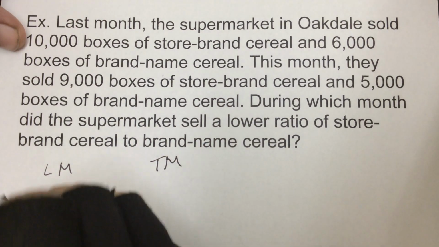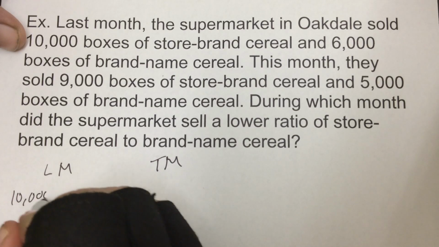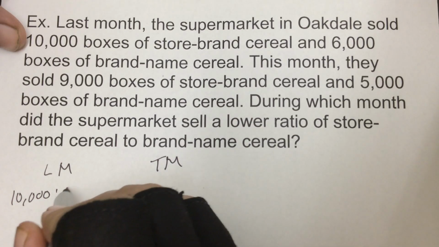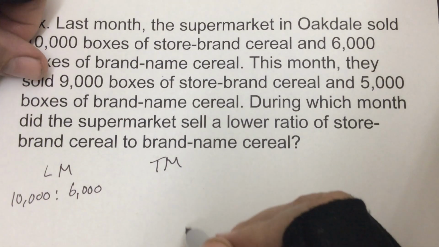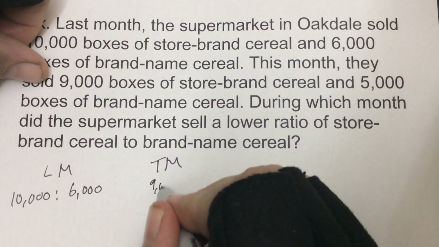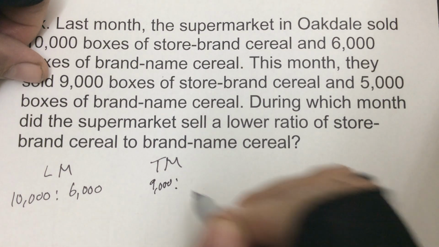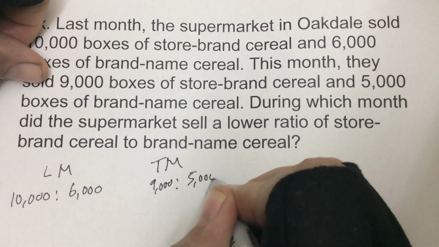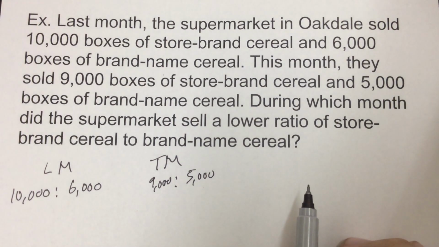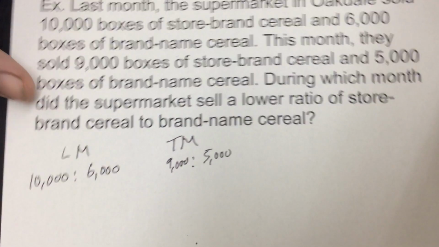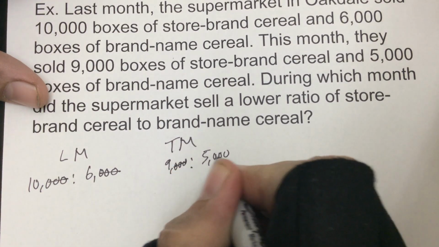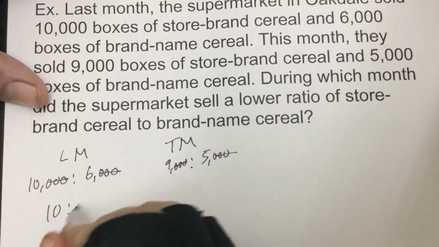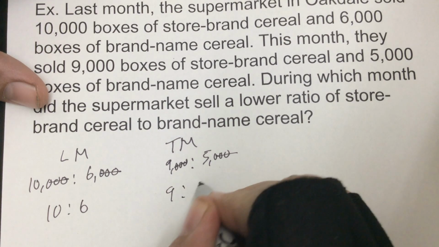So last month we were 10,000 to 6,000. This month we are 9,000 to 5,000. So again, big numbers. They're all in the thousands. So right away, I'm going to reduce them down by 1,000 to make them much more manageable to work with. So 10 to 6 versus 9 to 5.